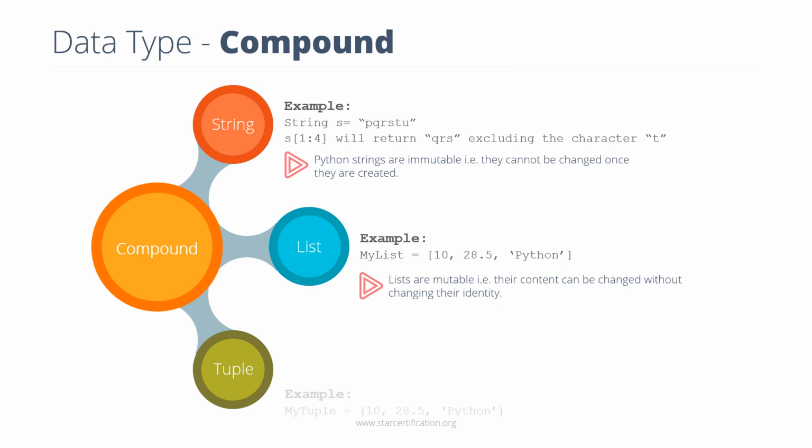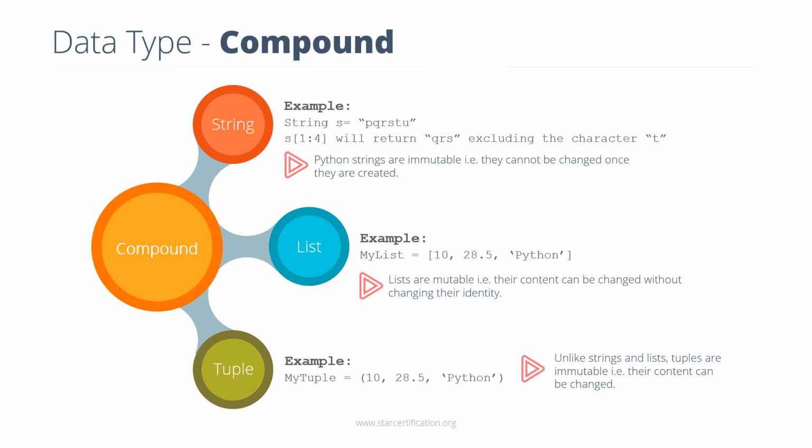Tuple. Tuple data type is an ordered sequence of elements or values. They are just like a list with the only difference that they are immutable, which means they cannot be changed once they are created. This immutable nature of tuples makes it faster in processing than a list, as they cannot change dynamically.